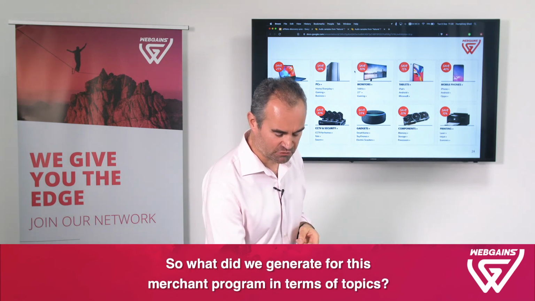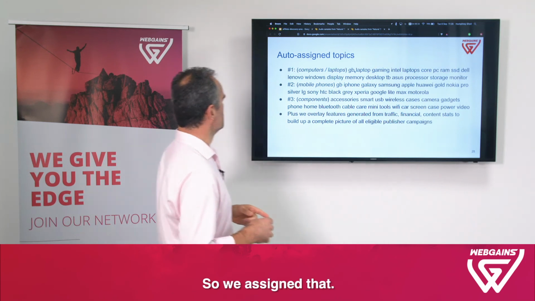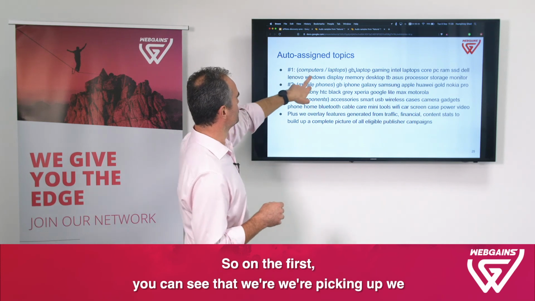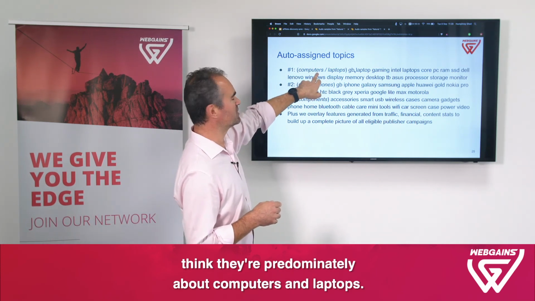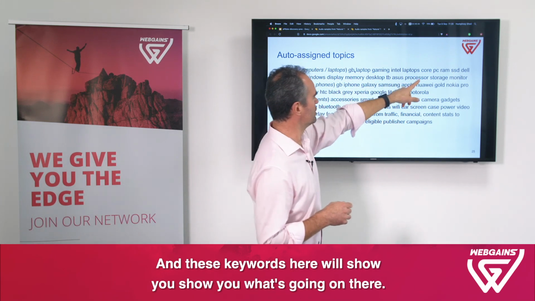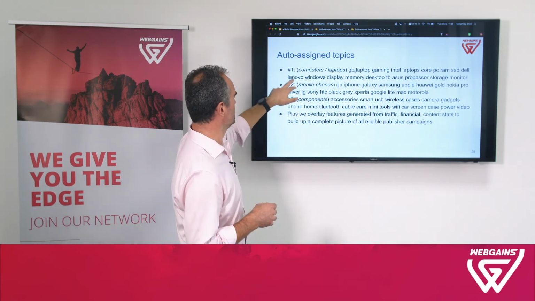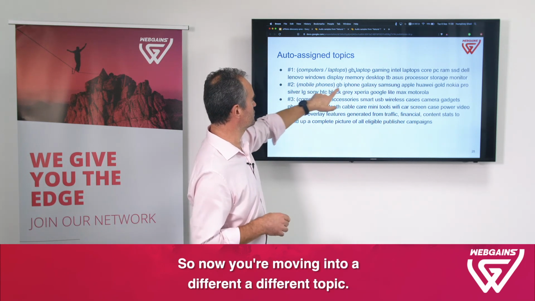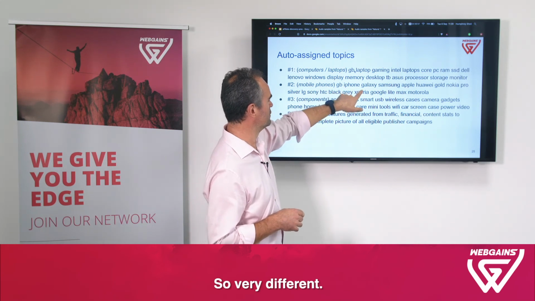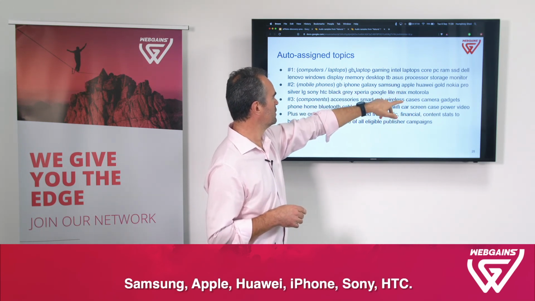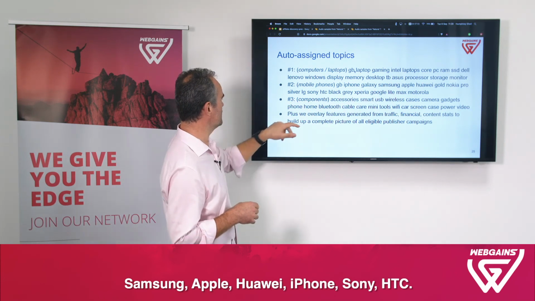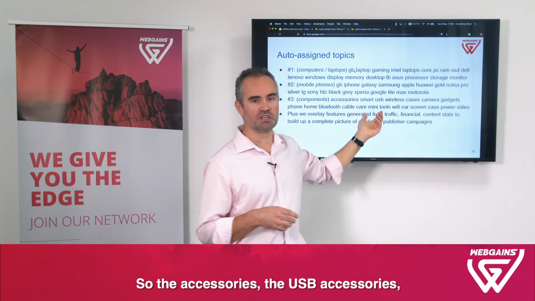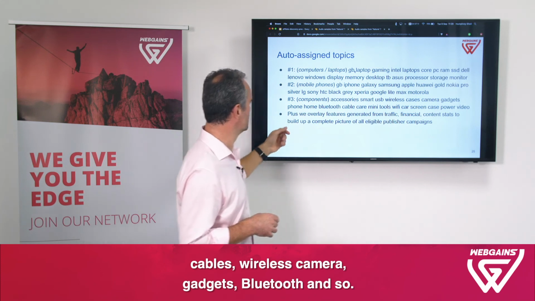So what did we generate for this merchant program in terms of topics? We assigned many topics, but we used the top 3. On the first, you can see that we're picking up that they're predominantly about computers and laptops, and these keywords here will show you what's going on there. All of these keywords are highly correlated and relevant to that topic. Second, we picked up mobile phones. So now you're moving into a different topic. Very different: Samsung, Apple, Huawei, iPhone, Sony, HTC. And third is components. So the accessories, the USB accessories, cables, wireless, camera, gadgets, Bluetooth.